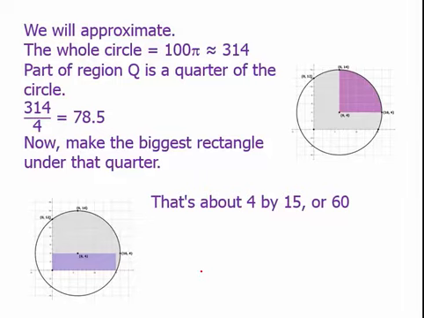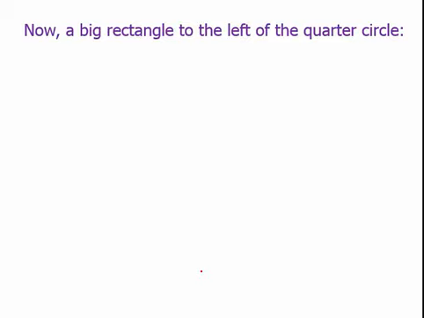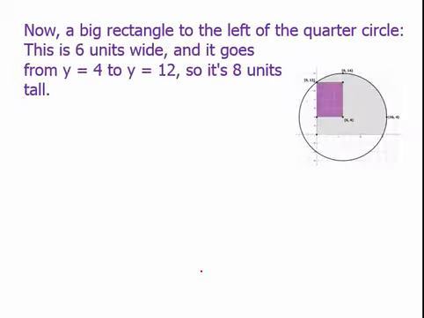The last chunk is that region to the left. And so we're going to make another rectangle to the left of that. It's going to start at the height of the radius, so it doesn't overlap with the lower rectangle. It's going to start at the height of the radius, which is 4, and go up to 12. So that's 8 units tall, and of course it's 6 units wide, and so that's an area of 48. So those are the 3 chunks.